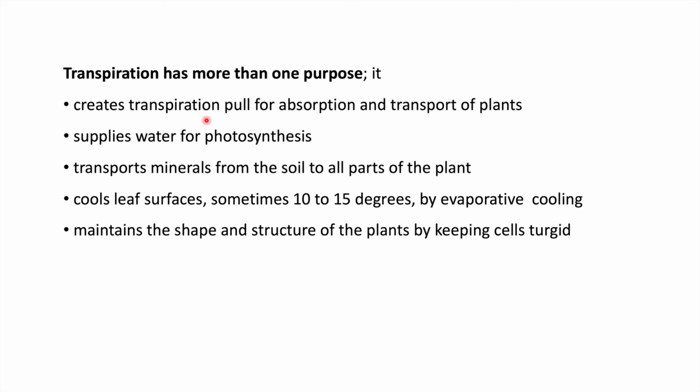What purposes does the transpiration process fulfill? One purpose is that transpiration helps in absorption and transportation of water in plants, which is required for the photosynthesis process. It also helps in transportation of minerals from soil to other parts of the plant, and transpiration also keeps the surface of the leaf cool by the evaporation process, and it also maintains the shape and structure of the plant by keeping cells turgid. So these are the purposes the transpiration process fulfills.